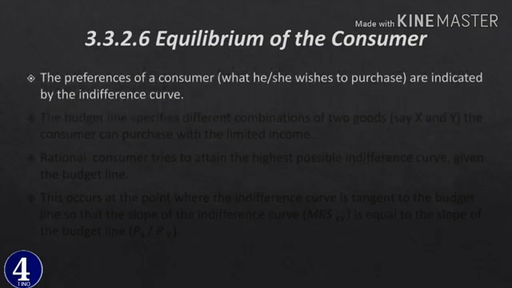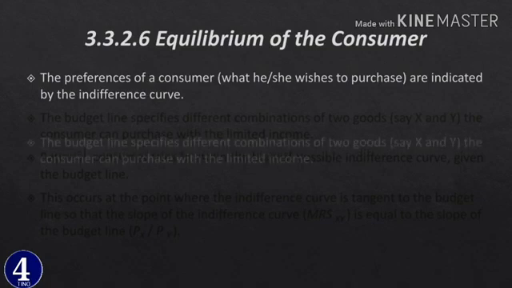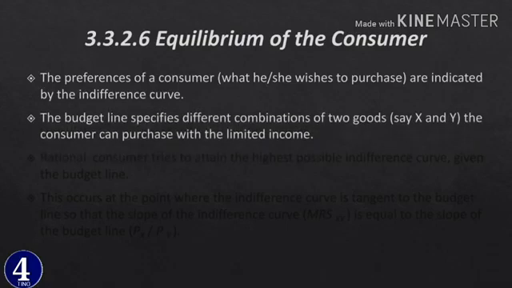So the preferences of a consumer are indicated by the indifference curve. The indifference curve shows how the consumer ranks first, second, third. The budget line specifies the different combinations of two goods x and y: at this point x and y are this much, at that point x and y are that much. It shows the different combinations of x and y the consumer can purchase with the given amount of money. Okay, so the equilibrium concept, when we merge the indifference curve or indifference map concept and the budget constraint or budget line concept, we will be able to find the equilibrium of a given consumer.